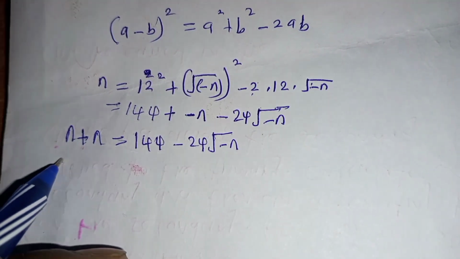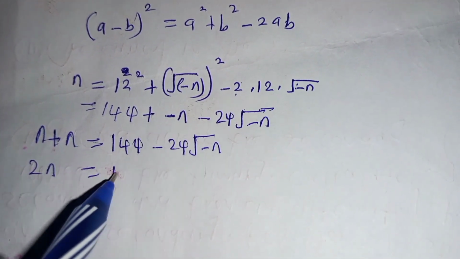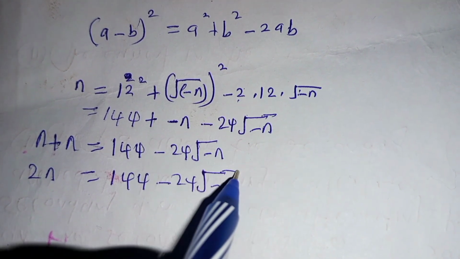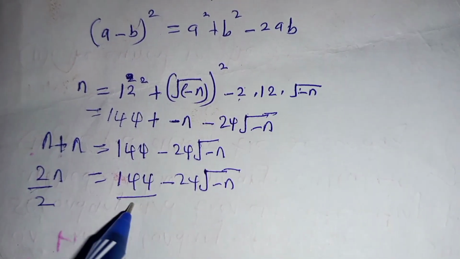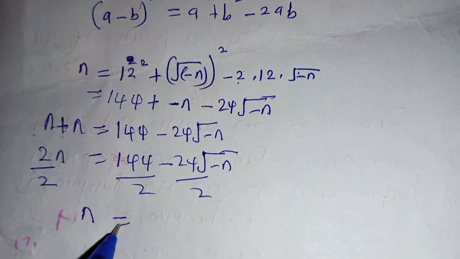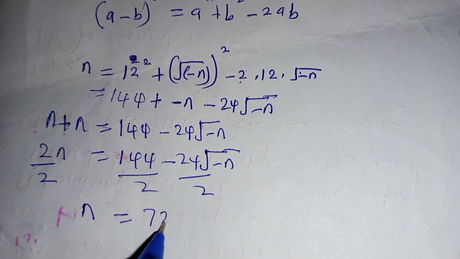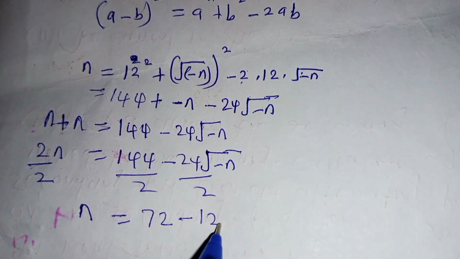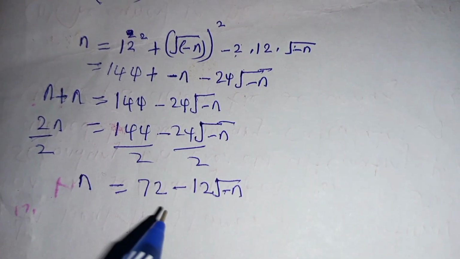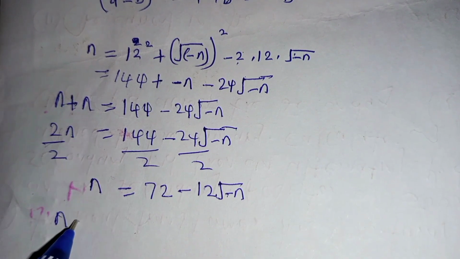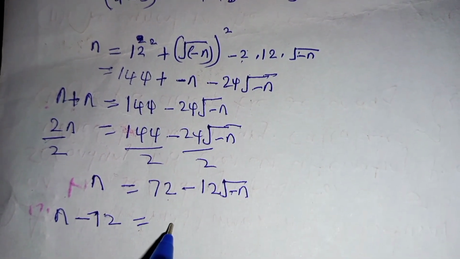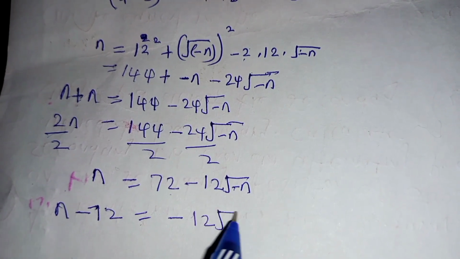n plus n gives you 2n, which is equal to 144 minus 24 multiplied by square root of negative n. 2 is common. We can divide by 2 throughout. 2n divided by 2 is n. 144 divided by 2 is 72. Negative 24 divided by 2 is negative 12, multiplied by square root of negative n. At this level, we can subtract 72 on the left side, so that on the right side we shall be left with 0. This will be equal to negative 12 multiplied by square root of negative n.